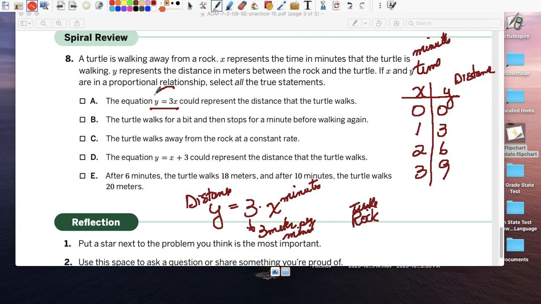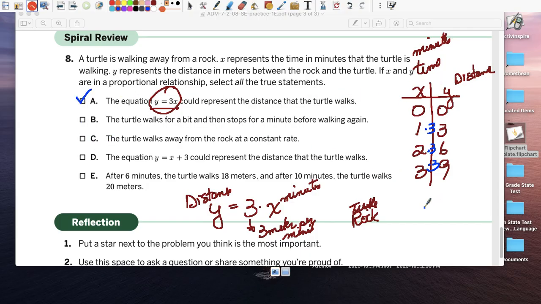So, thinking about this, I created a table, multiplying all the x values by 3, and that's exactly what I'm doing. Times 3, times 3, times 3, and so forth. Right? So I took that and put it in a table. Could this represent the equation y equals 3x? Could it represent the distance that the turtle walks? Yeah, definitely. So this one, yes.